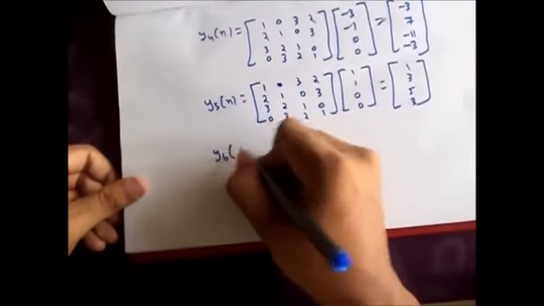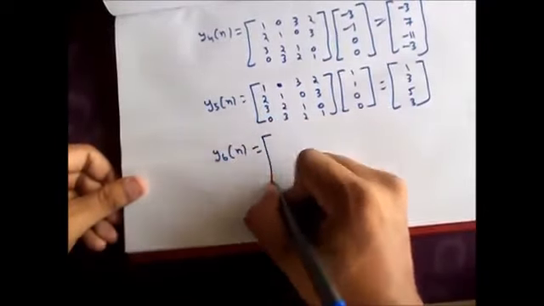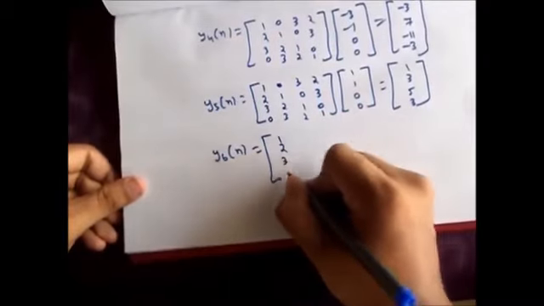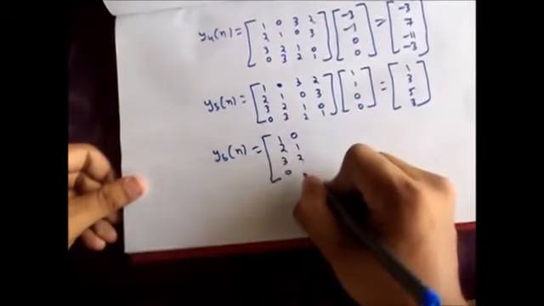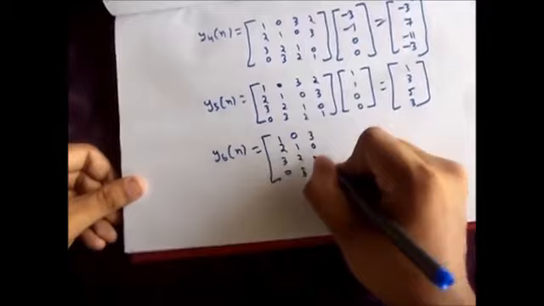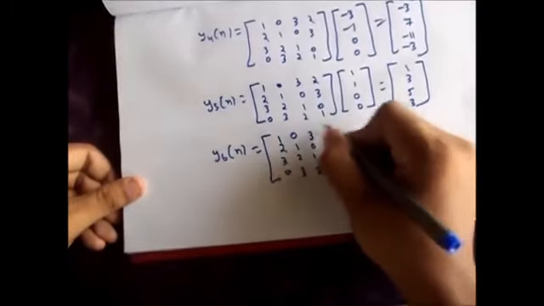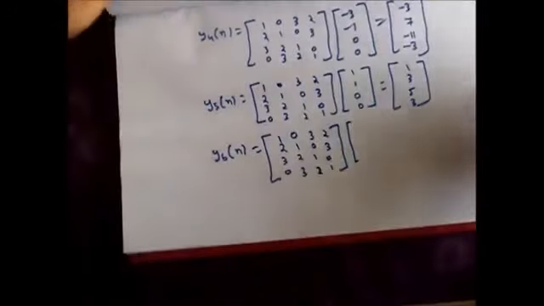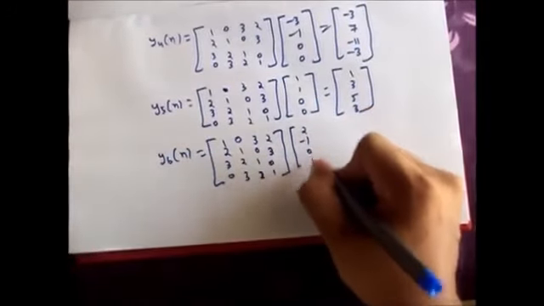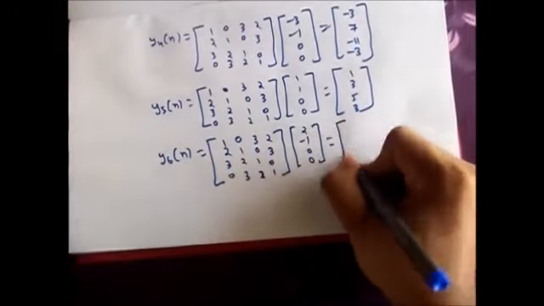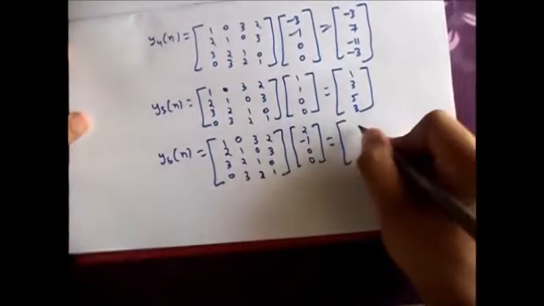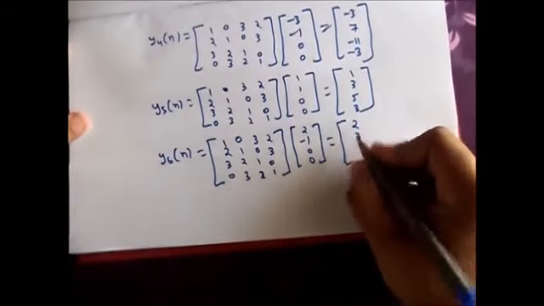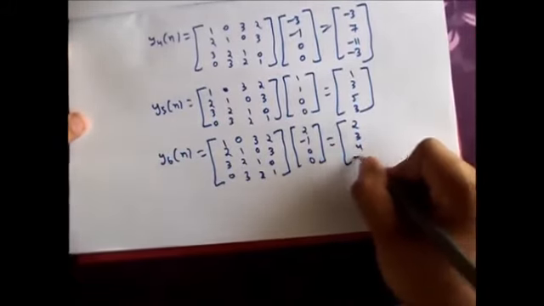And for the sixth input data block, its output will be, again apply circular shifting: 1 2 3 0, 3 0 1 2, 2 3 0 1. And if you take the input data block of this, it is 2 1 0 0. And if you solve this, we get the value as 2 3 4 -3.